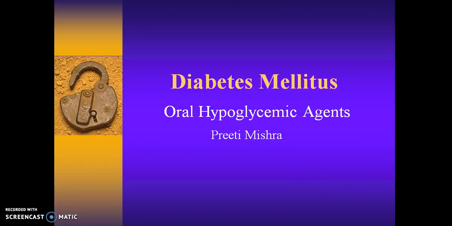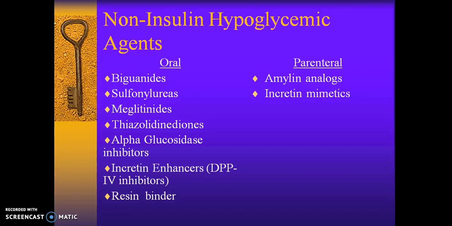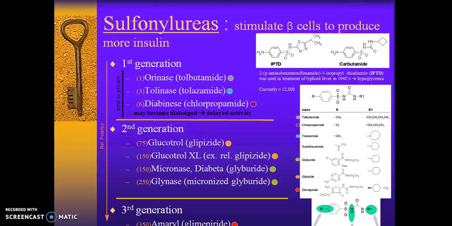Oral hypoglycemic agents. Oral hypoglycemic agents are mainly used for the hyperglycemic condition, in which the blood glucose level increases from the normal value.